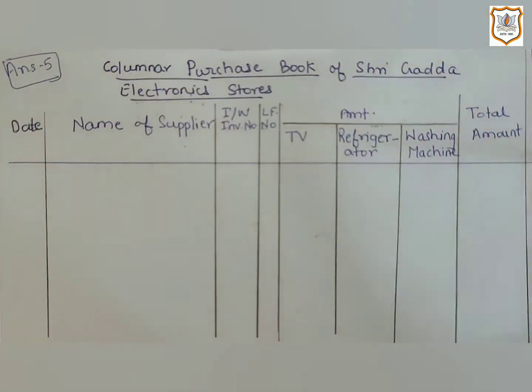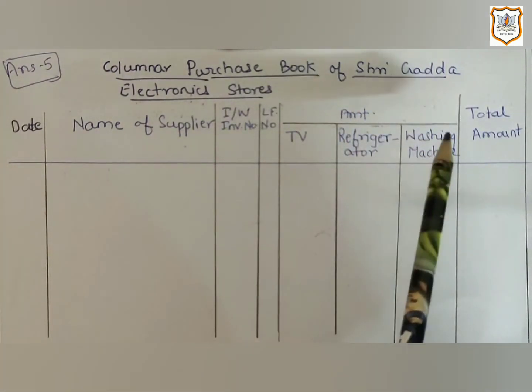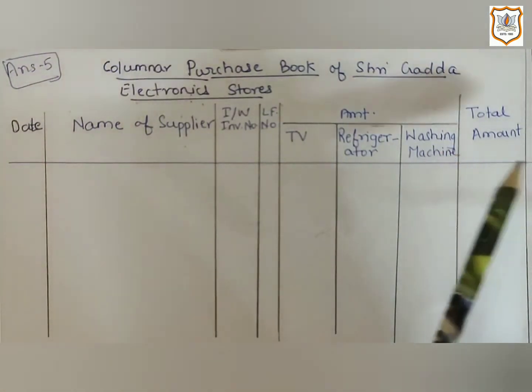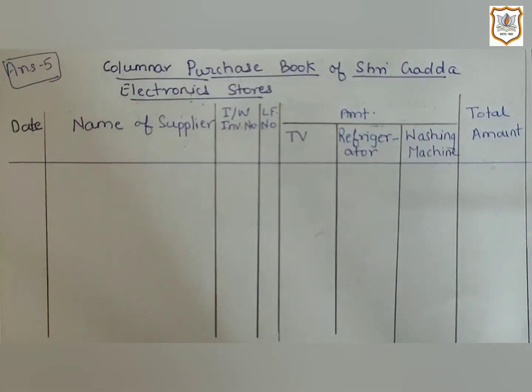As in this question, it is given that Shri Gadda Electronics is dealing with different types of goods, that is TV, refrigerator, washing machine. So we have to keep a separate column for each type of different goods. In addition to this, a column showing total purchase is kept as the last column.